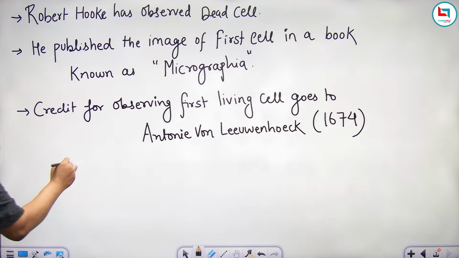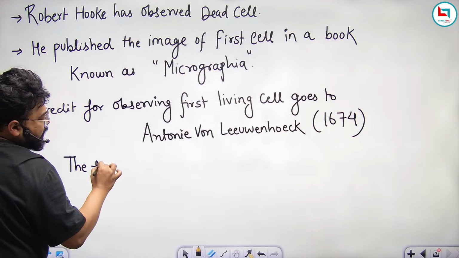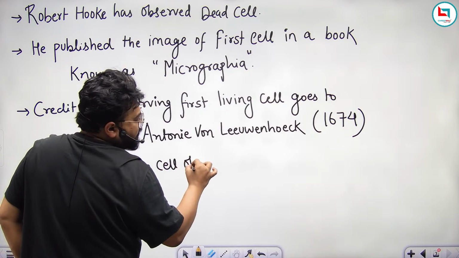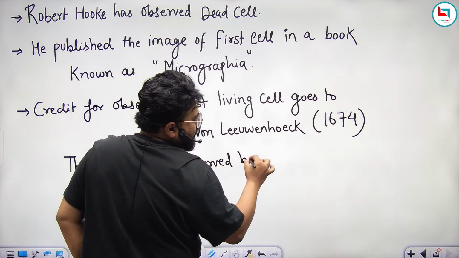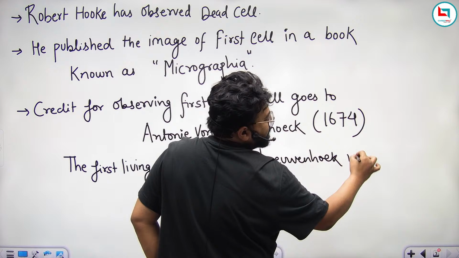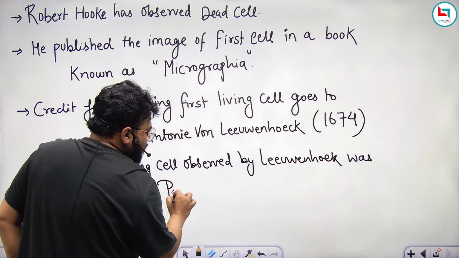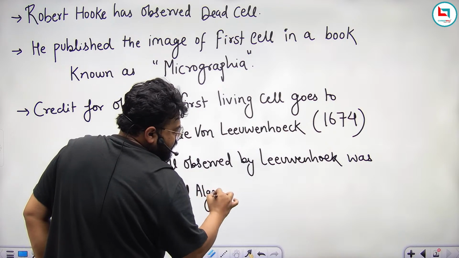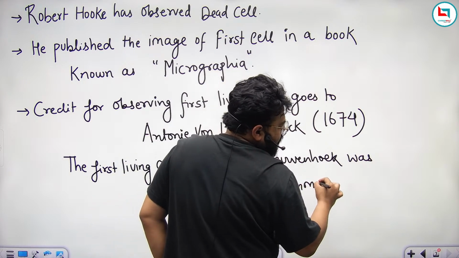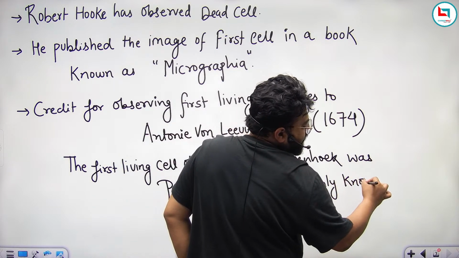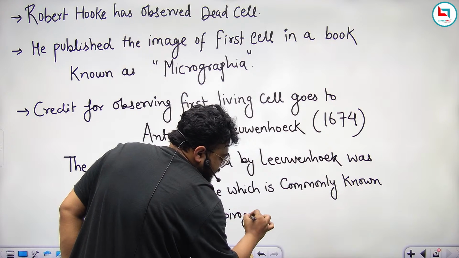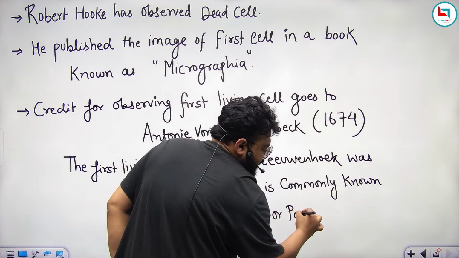Fine. Now, the first living cell observed by Leeuwenhoek was pond algae, which is commonly known as Spirogyra or pond silk.